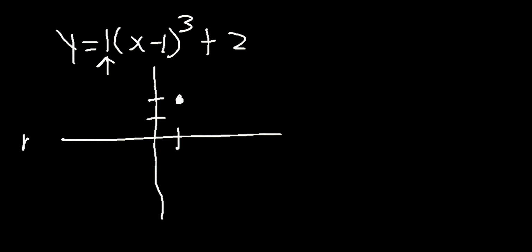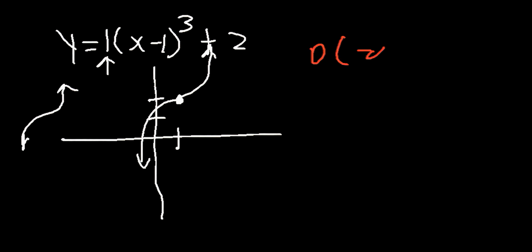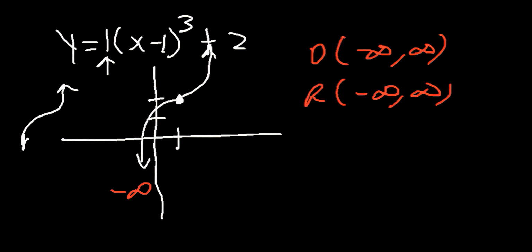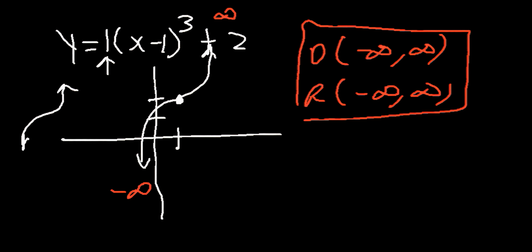And because it's positive, it's going to be increasing rather than decreasing. So it's going to look something like this. For this type of function, your domain is also everything. There's no restrictions on x. Your range is also everything as well. It goes down to negative infinity and up to infinity. So for any cubic function, domain and range is just our real numbers.